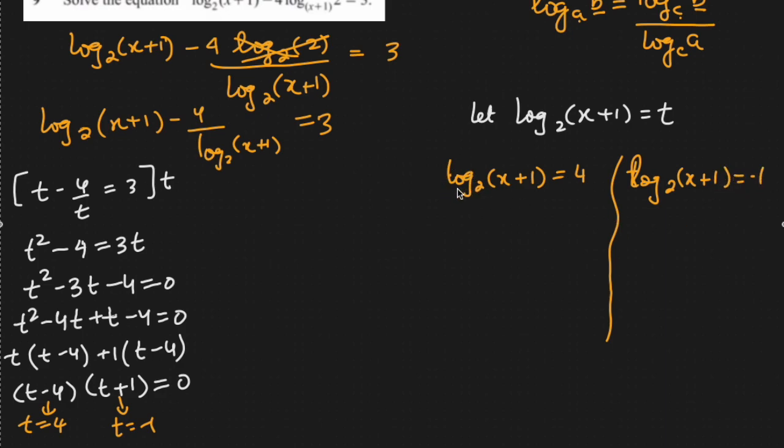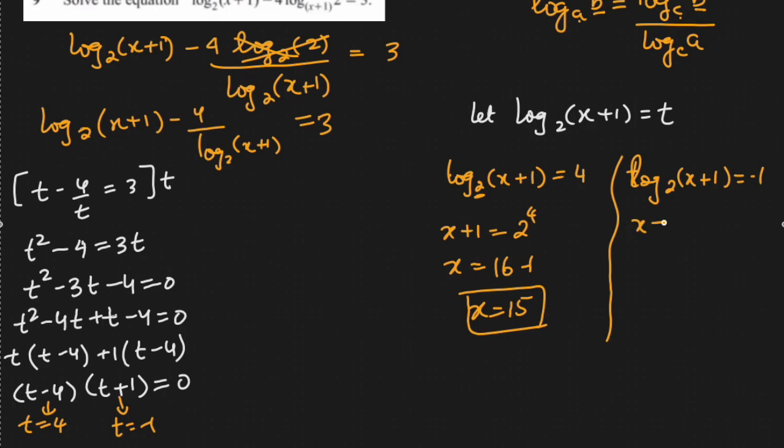So if I remove log from this side, the other side becomes the power of the base. So x plus 1 equal to, sorry, 2 to the power 4, not 4 to the power 2. Okay, 2 to the power 4. Base remains base. So x equal to 16 minus 1, which gives you x equal to 15. That is the first solution.